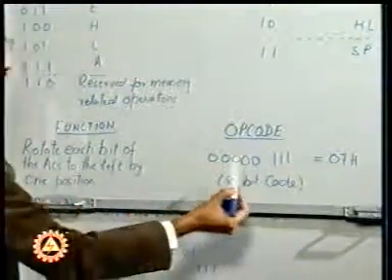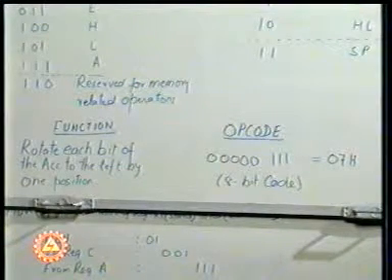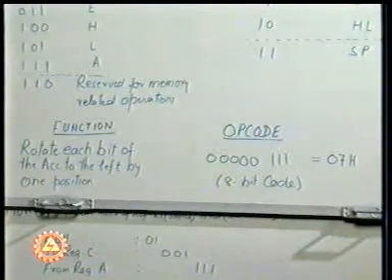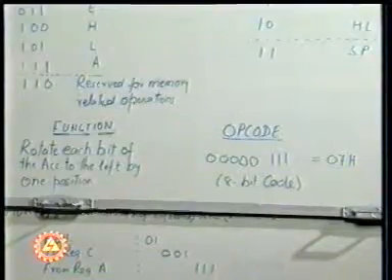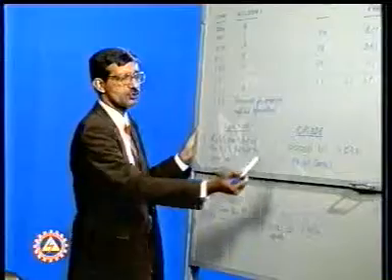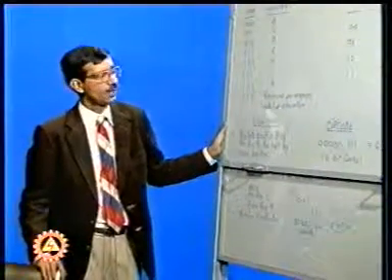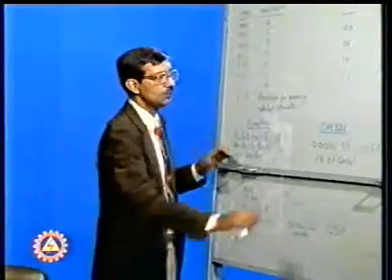So this code, that is 07, automatically indicates to the microprocessor when it is implementing it that it has to interact with the accumulator, that is register A, and at the same time it has to rotate the contents of accumulator left by 1 bit. Let us take another example now.